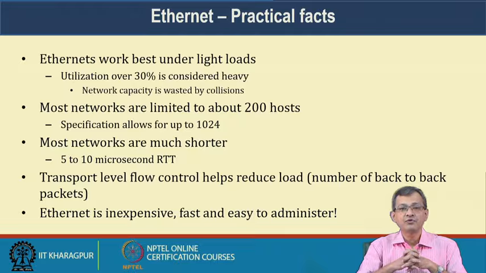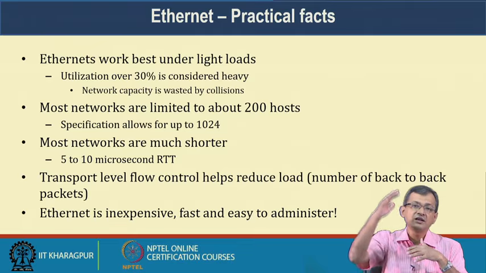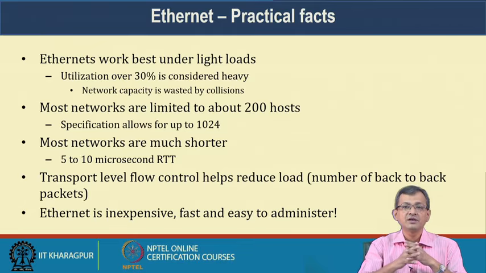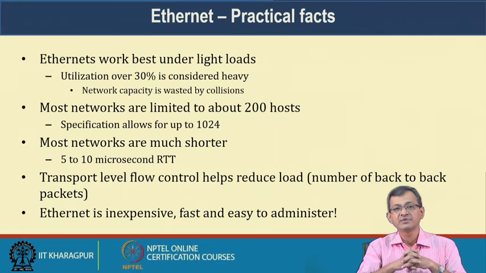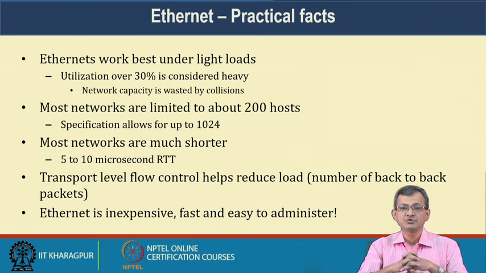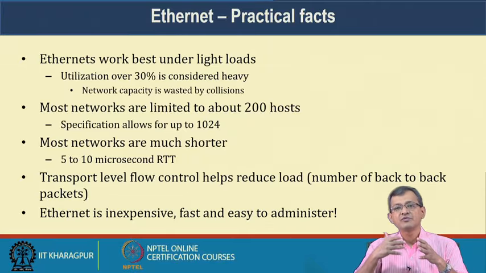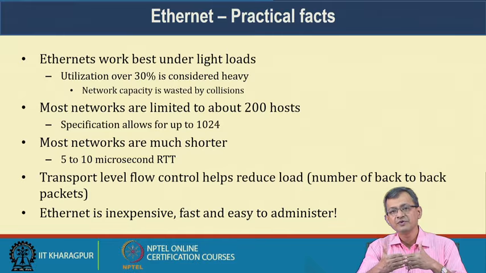Transport layer level flow control helps reduce load. As we are talking about the other layers, what they are doing is not totally independent; the transport layer flow control mechanism may help in reducing the load. Ethernet is inexpensive, fast and easy to administer, right. So, Ethernet is found to be cost effective, quite fast and easy to administer overall. From the network administration point of view, it is always a good thing.